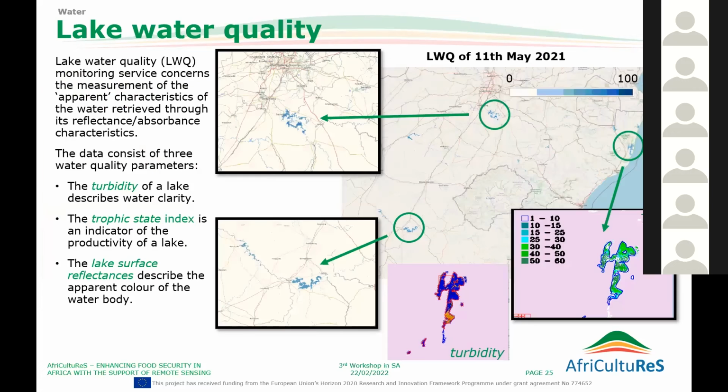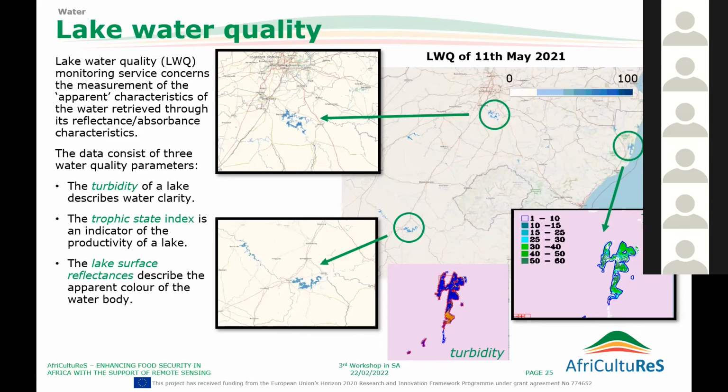And now we can go to lake water quality by Giovanni. This is another one of the products concerning water. Also this is taken from Copernicus. And in this case, we are providing two parameters that are in some way characterizing the water quality.